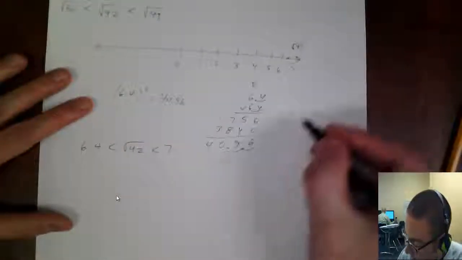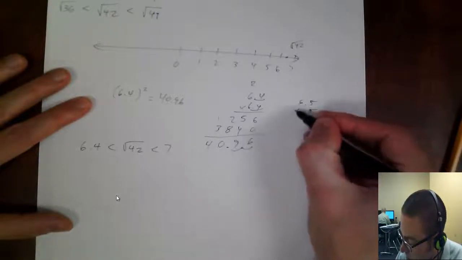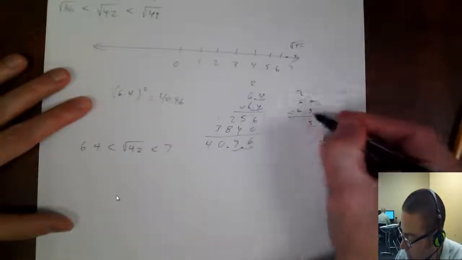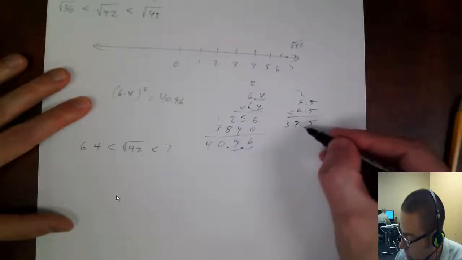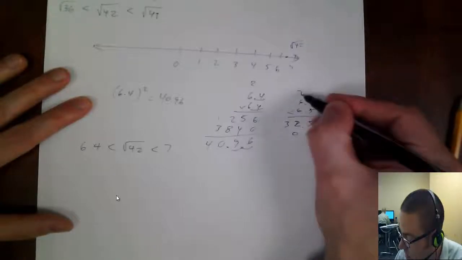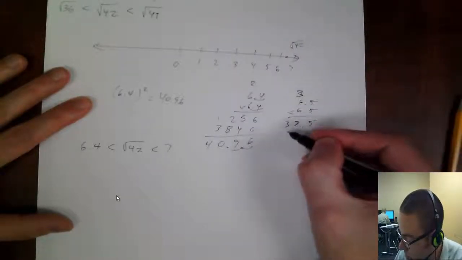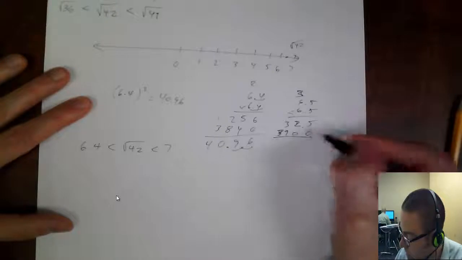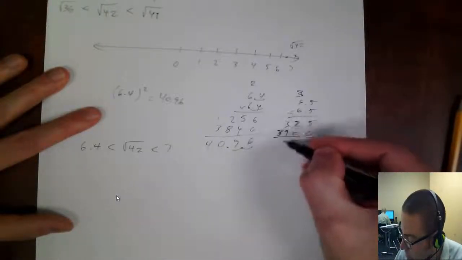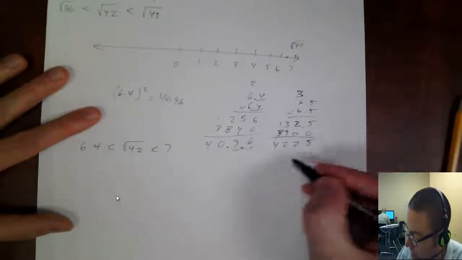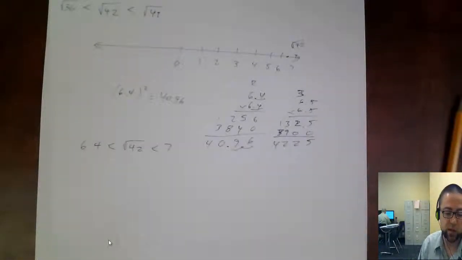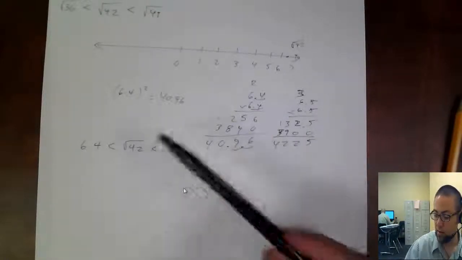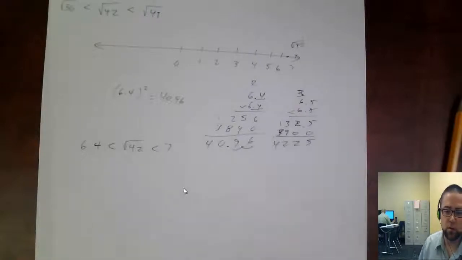So 6.5 squared is 25, 32. I don't have the decimal yet. Let's see, 30, 36 plus 3 is 39, 5 twos are 12. Yeah, so 42.25, which is bigger than 42. That's what I expected from my result. Okay, so that's how we compare things on the number line and find estimates for the value of those square roots.